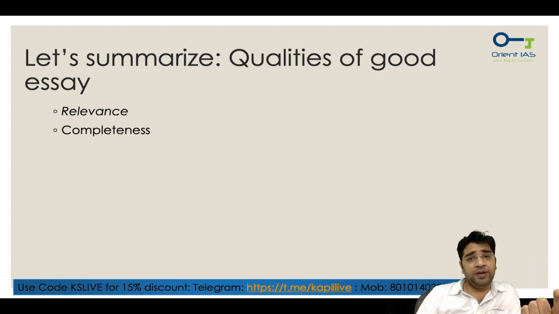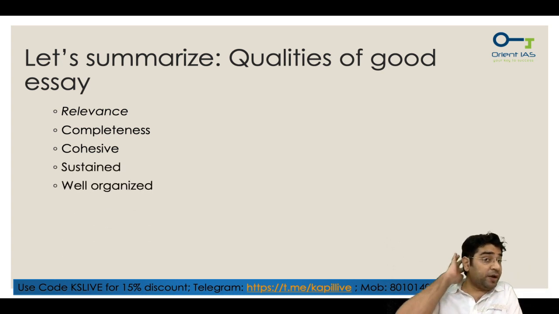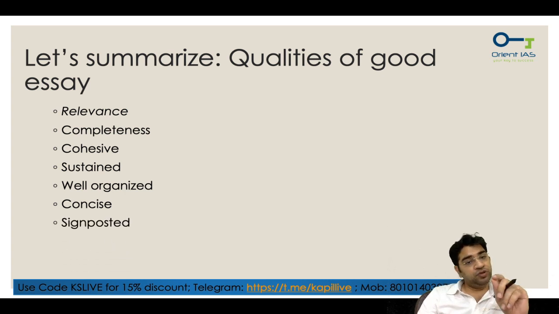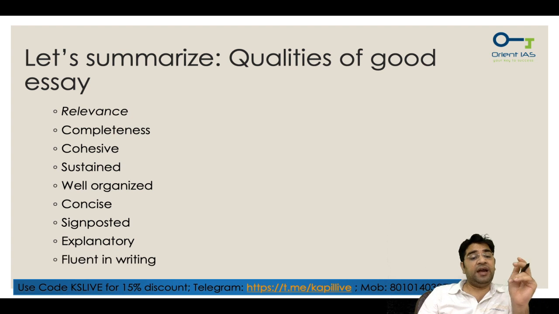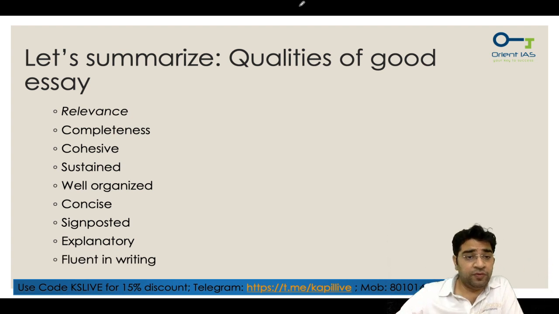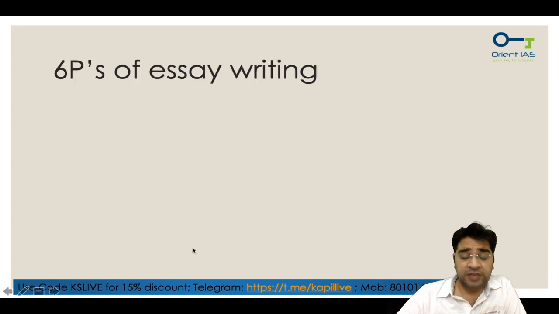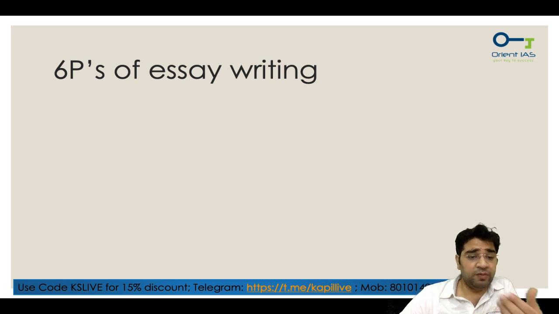You will see relevance, then completeness. The content should be relevant, the topic should be complete, it should be cohesive, sustained, well organized, concise, and signposted. These are important, and it should be explanatory in nature and ultimately fluent in writing. These are important points which you should focus on. And there are six important pieces of essay writing. This you can write down somewhere, and it is very helpful.